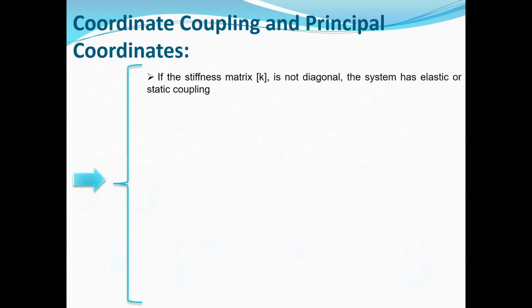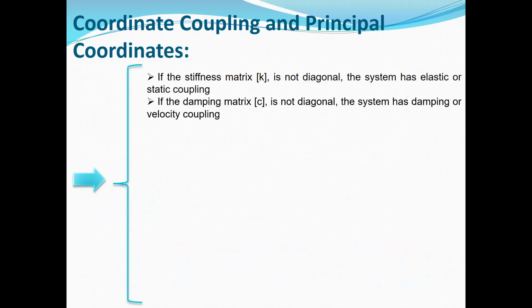The first one, if the stiffness matrix or matrix K, which is the coefficient of the displacement x and theta, or x1 and x2, if this matrix is not diagonal, the system has elastic or static coupling. If the damping matrix or matrix C, which is the matrix coefficient of the velocity, if this matrix was not diagonal, the system has damping or velocity coupling.